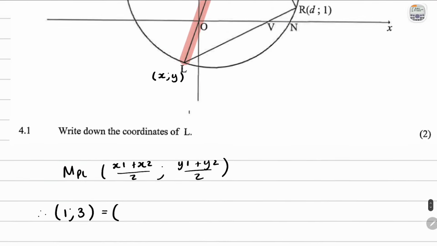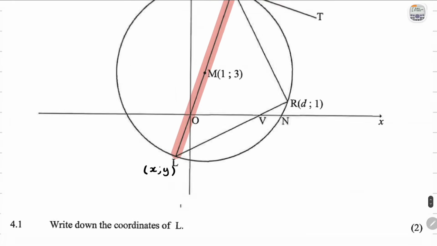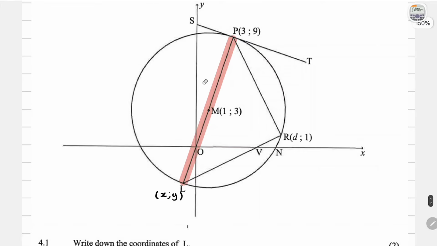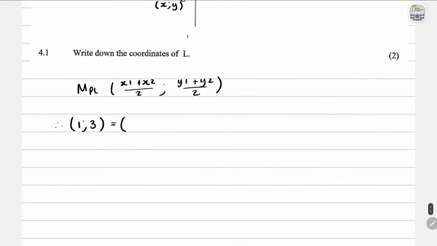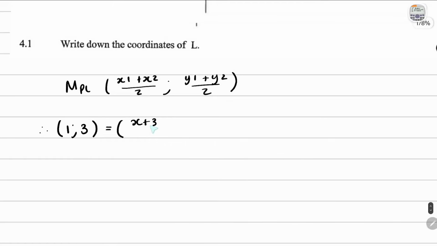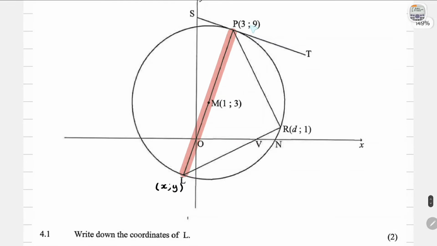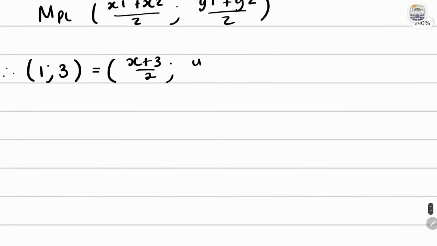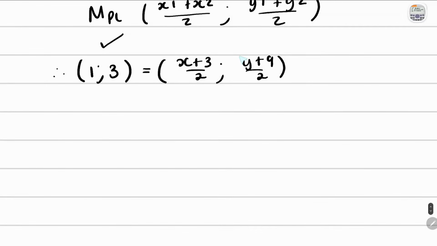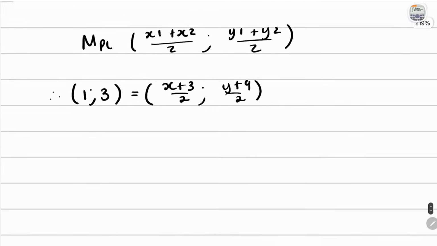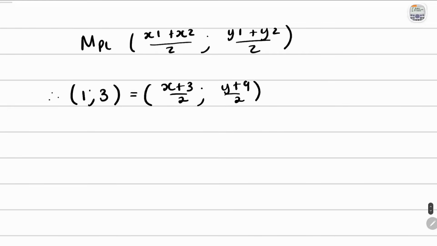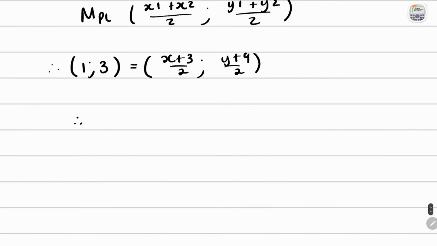So we're looking at it as x1 and x2. We'll take that as x1. So that is x plus the second x value, which is 3, x plus 3 over 2, and then y1 plus y2, so that's y plus 9 over 2. One is the actual midpoint of PL, the other is the way you find the midpoint of PL. So they would be equal to each other because they both represent the midpoint of PL. Because of that, we're going to equate them.